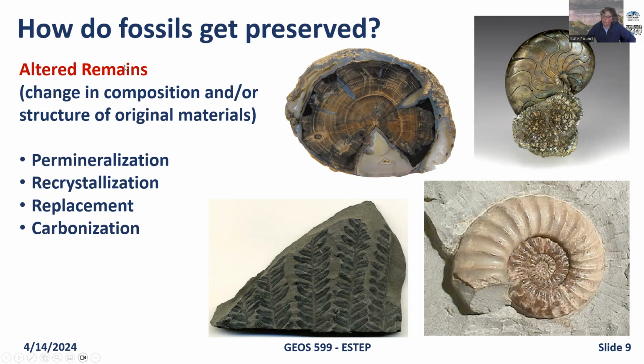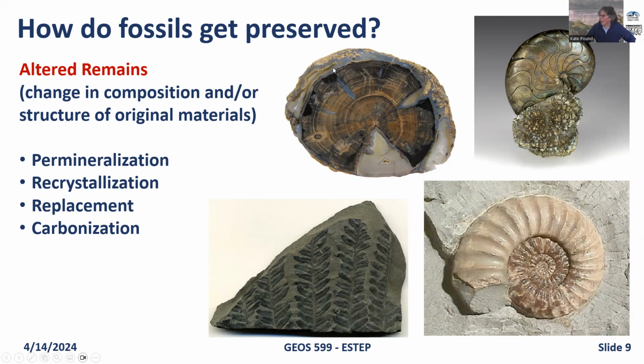And when we say altered remains, what we're saying is, okay, there's been some kind of change in composition and/or structure of the original materials. And we've got 4 types of alteration. Now, the first one is permineralization.